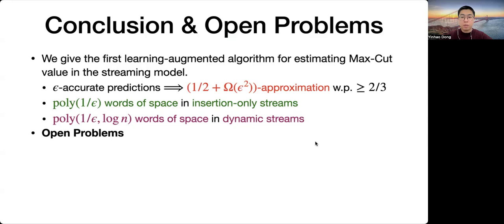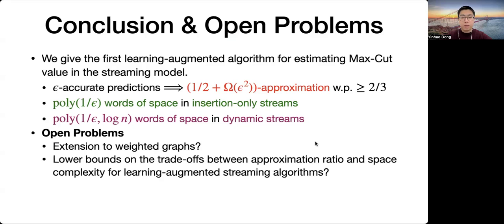Our work also leaves some open problems. First, in this work, we only consider unweighted graphs, and it would be interesting to extend our results to weighted graphs. Another open question is to establish lower bounds on the trade-offs between approximation ratio and space complexity for learning-augmented streaming algorithms.